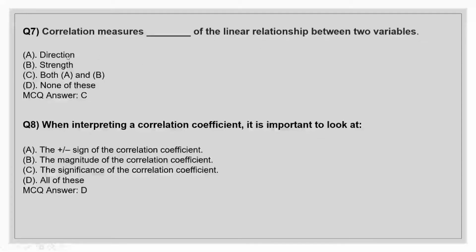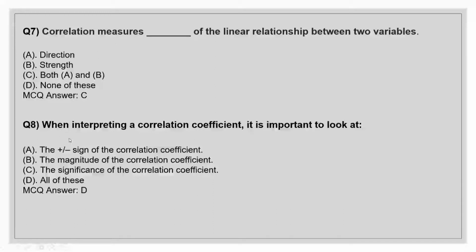Options are direction, strength, both A and B, none of these. So as for covariance, we saw that covariance measures only the direction of the linear relationship, whereas correlation measures both the direction and the strength of the relationship. So the correct answer is C.